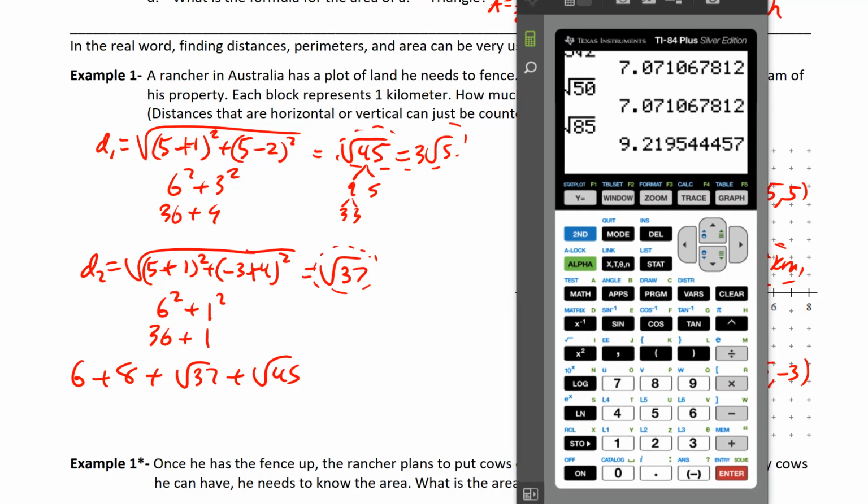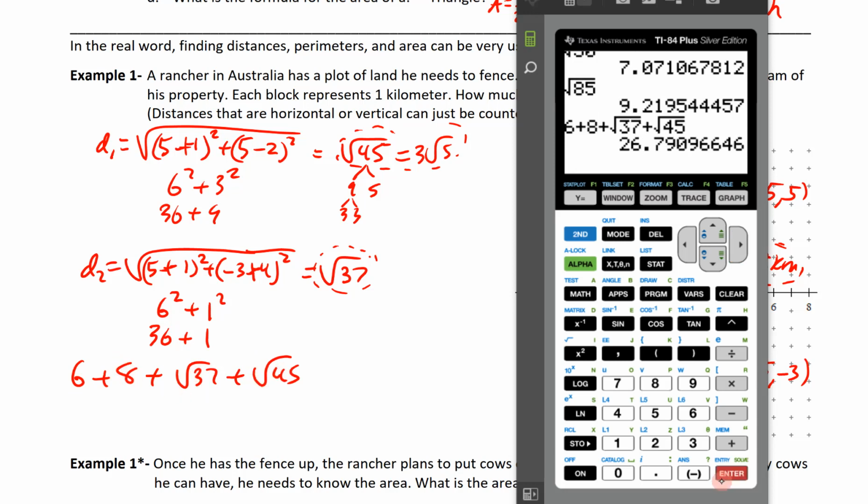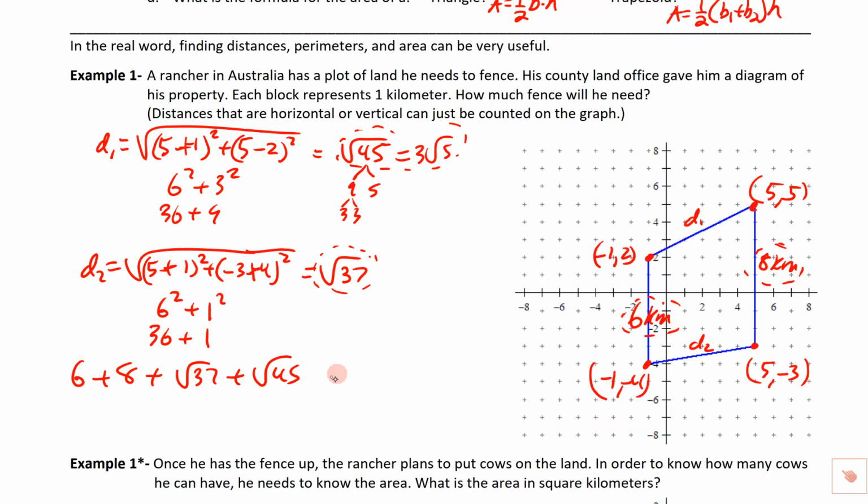So I'm going to put the calculator about right here, and then we're just going to type this in. We're going to do 6 plus 8 plus, and then rather than having some rounding error or anything, let's just type in the square root of 37, hop out on the outside, and then plus the square root of 45. So this is going to calculate everything for me. So I'm just going to make sure I've got the one fence, the second fence, the third fence, the fourth fence. We're going to add all those together, and we get 26.79. So this is going to be approximately 26.79. And remember, this is just a fence, so this would be in just plain old kilometers. So that's not too bad.